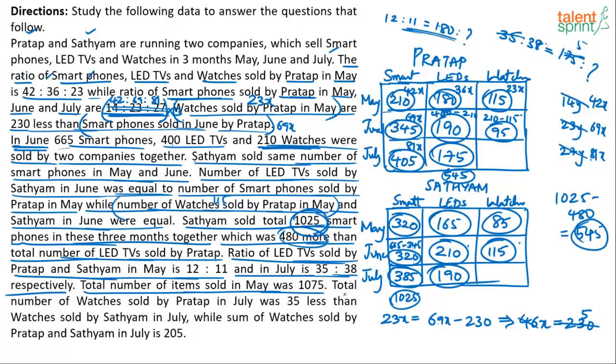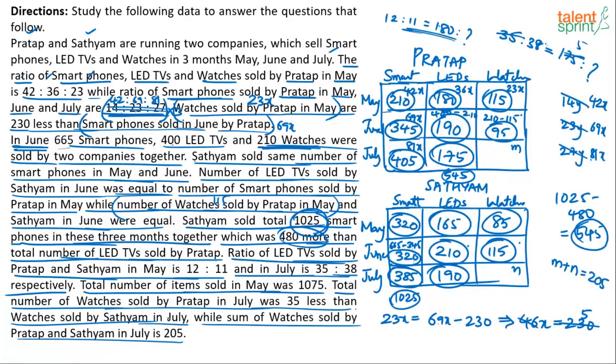Next, total number of watches sold by Pratap in July. The total number of watches sold by Pratap in July was 35 less than the watches sold by Satyam in July, while the sum of watches sold by Pratap and Satyam in July is 205. So only 2 things are left out. He says the sum of watches sold by Pratap and Satyam in July is 205.